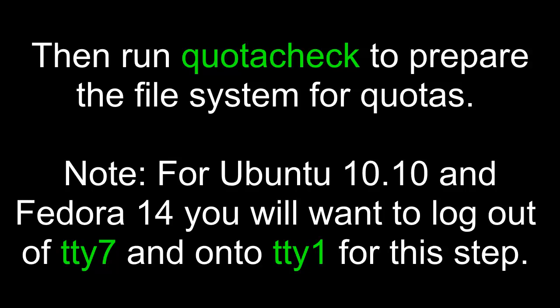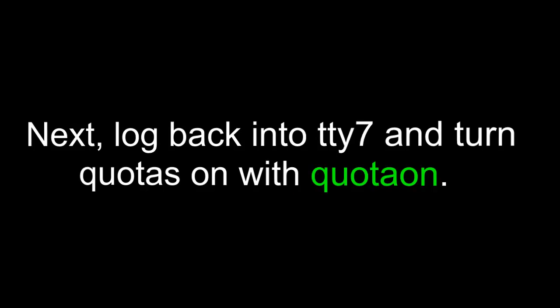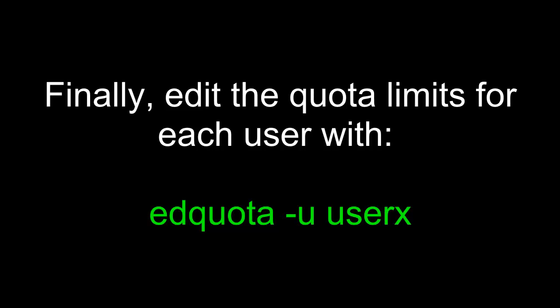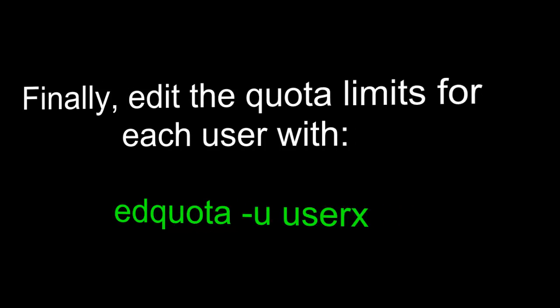Note, for Ubuntu 10.10 and Fedora 14, you will want to log out of TTY7 and onto TTY1 for this step. Next, log back onto TTY7 and turn quotas on with the command quotaon. Finally, edit the quota limits for each user with edquota -u and then the user.